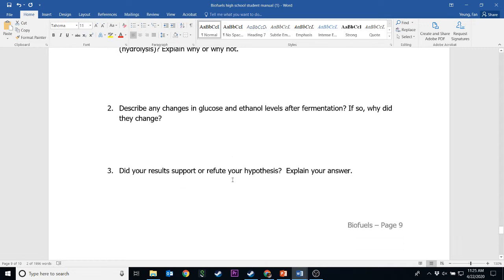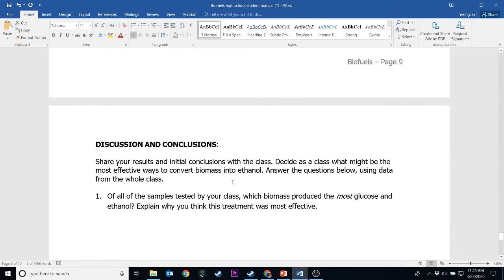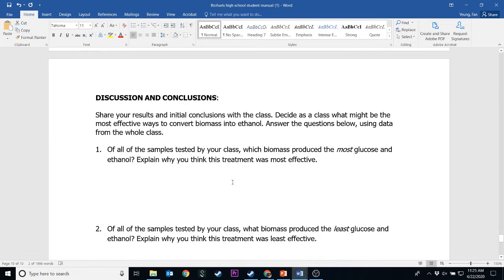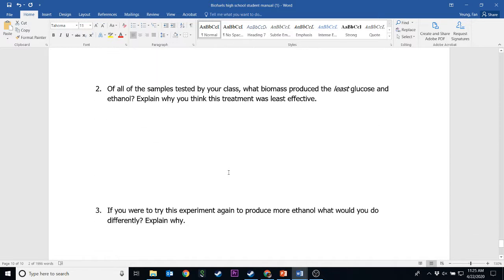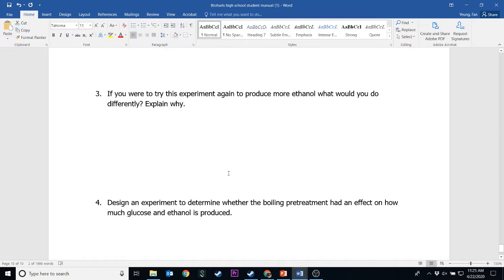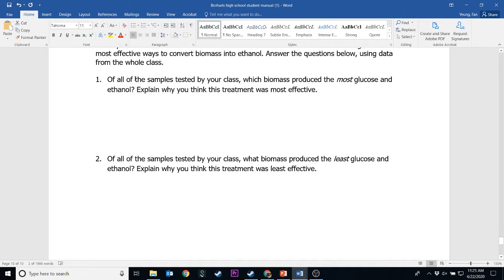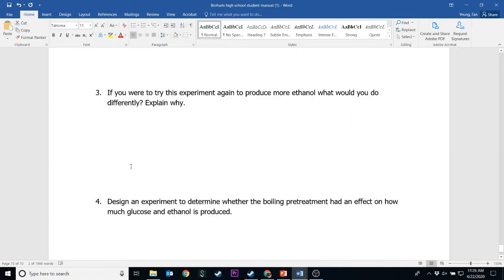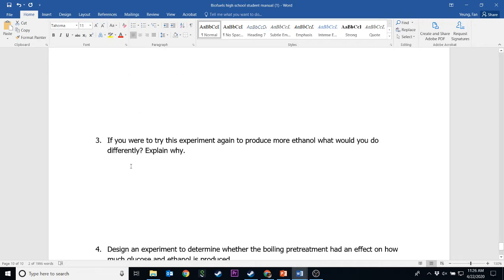And then, of course, did it support your hypothesis, right? Now, we are not going to do these two questions, because it's based on class day data we don't have. So what I will do, I'll update the lab today to delete all the questions that you don't need to do. So you don't have to do number 1 or 2, but you do number 3 and 4. Does that make sense?